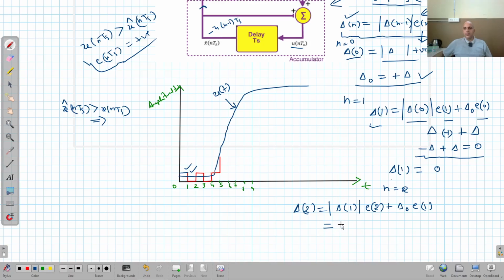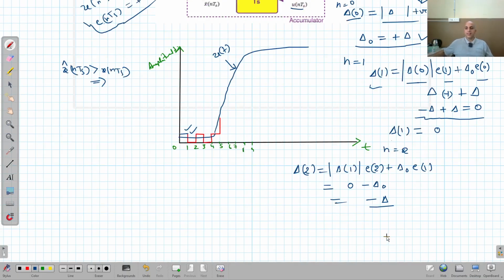Now delta 1 is 0, so this term becomes 0. What is delta 0? Delta 0 is a positive delta. And what is E1, error 1? You can go here. Error 1 is negative. So you will have minus delta naught, and minus delta naught means minus delta. In this way, you can proceed for the next step.